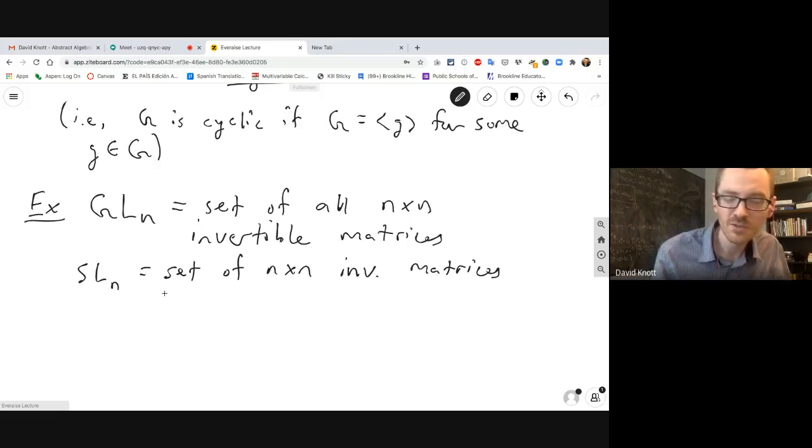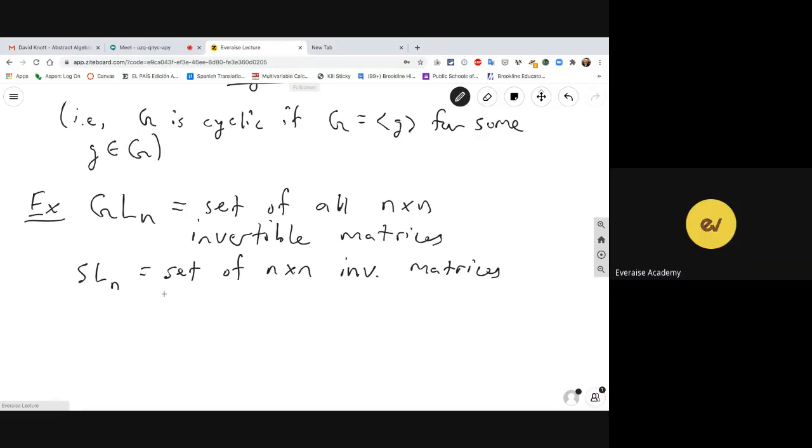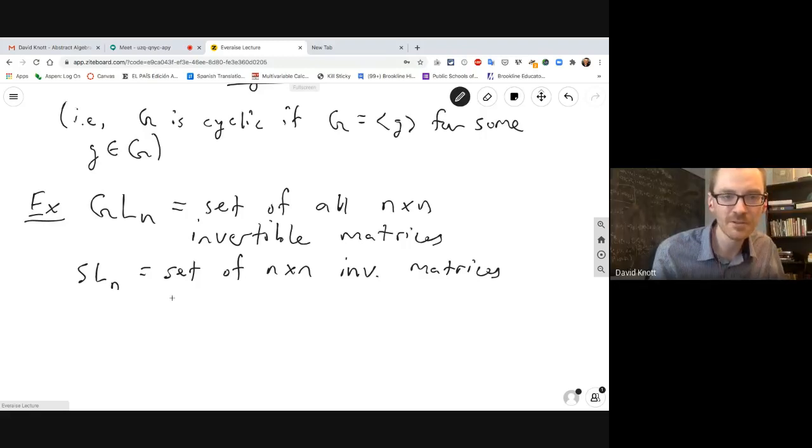I assume Brian knows, but what's the extra property? Susanth? Satish Kumar says the determinant is equal to 1. That's right, yeah. This is the special linear group.